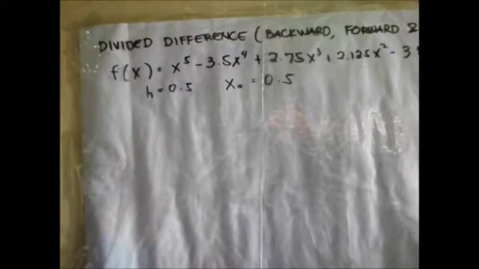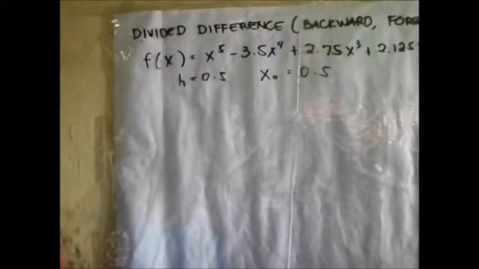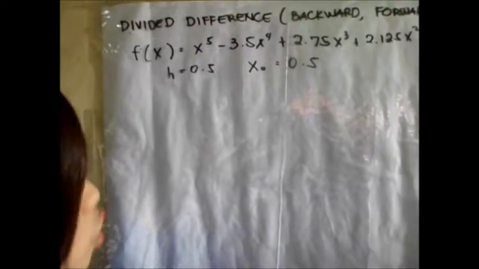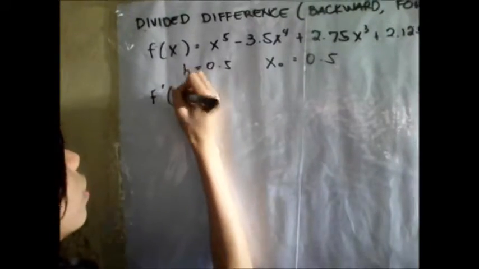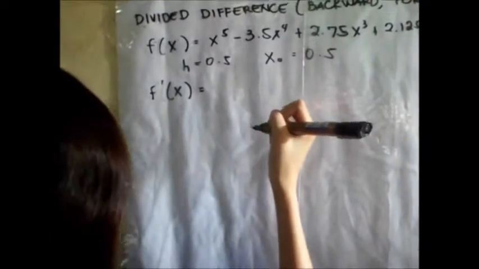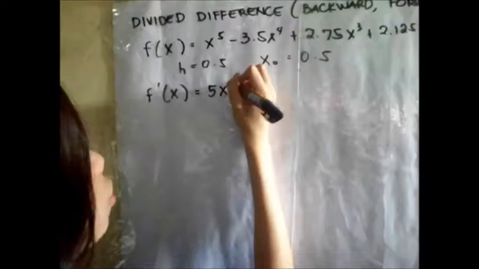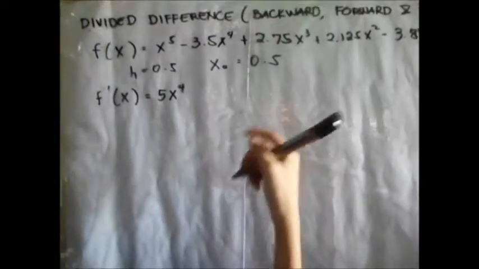To have this equation in the divided difference, we should first find the first derivative of this function. The first derivative is 5 x raised to 4. Then we can use the power rule.